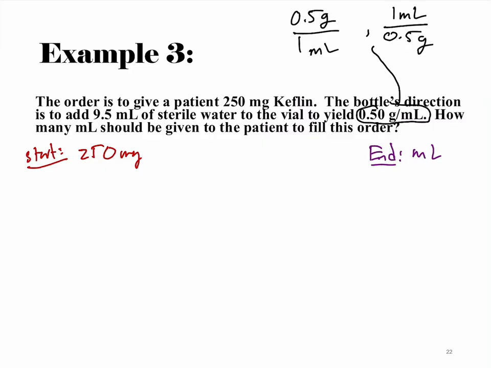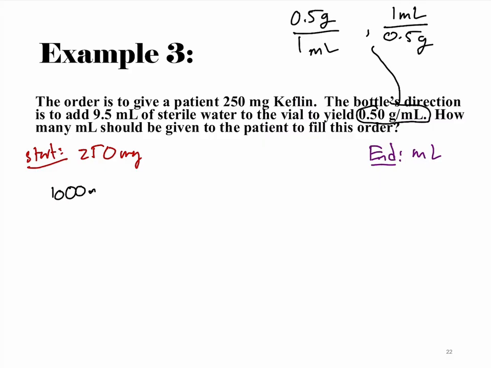And so what's one other thing that we notice from here? We want to end with milliliters. We're given a conversion between milliliters and grams, but we're starting with milligrams. So we also need to convert between what two things? Yeah, we need to go from milligrams to grams. We can't use those conversion factors unless we're in units of grams first, right? So we also need to go from milligrams to grams. And how many milligrams are in 1 gram?